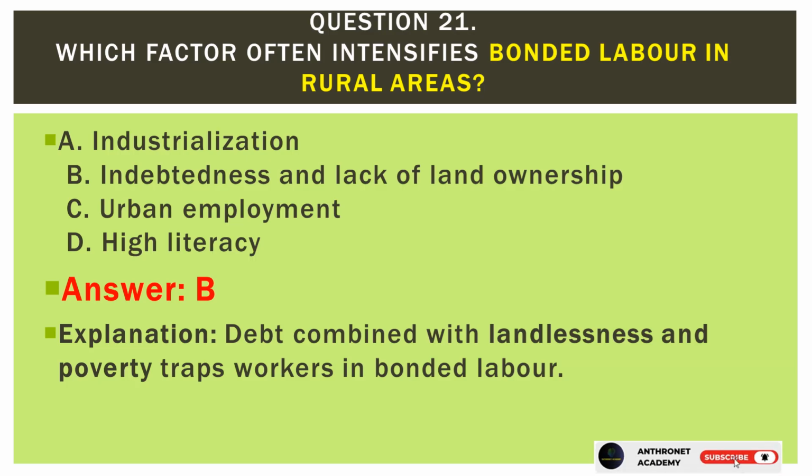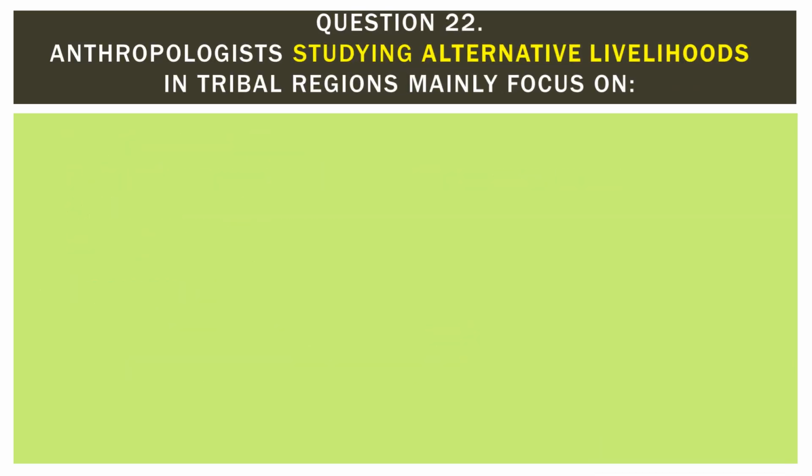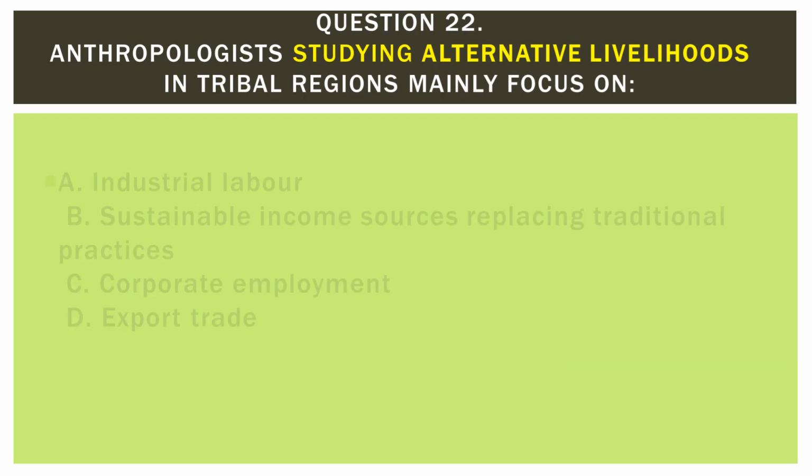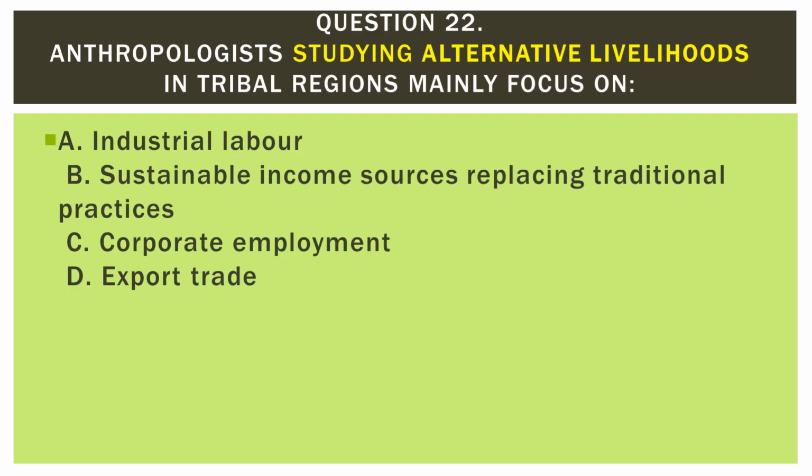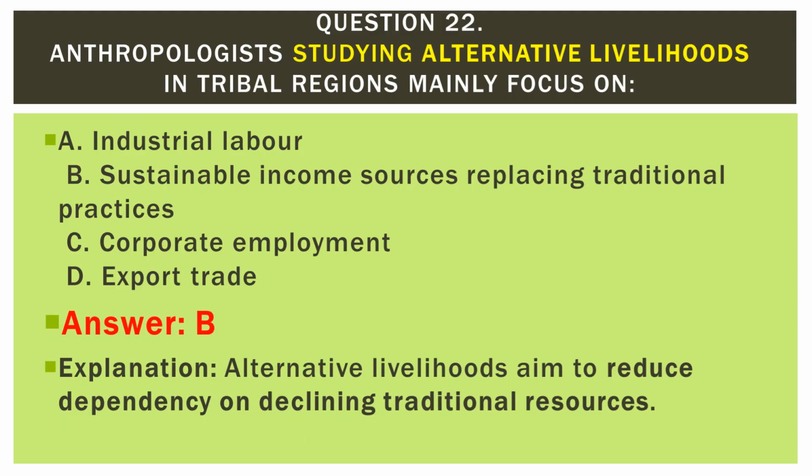Question 22. Anthropologists studying alternative livelihoods in tribal regions mainly focus on: A. Industrial labor. B. Sustainable income sources replacing traditional practices. C. Corporate employment. D. Export trade. Answer: B. Explanation: alternative livelihoods aim to reduce dependency on declining traditional resources.